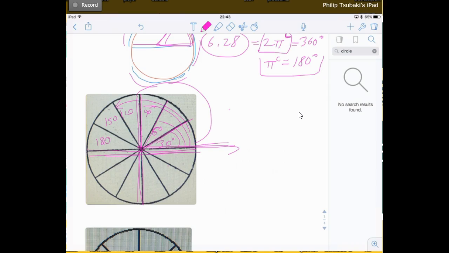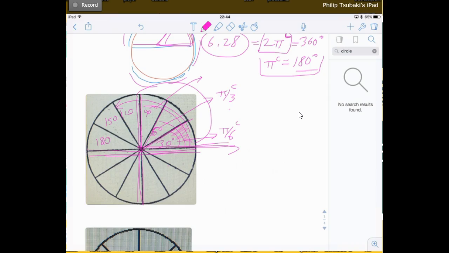Okay, so now let's think. How many radians would each one of these be? Well, 30 degrees happens to be 1/6 of half the circle. So it would also be 1/6 of 180 degrees, or 1/6 of pi. Actually, 30 degrees corresponds to pi over 6 radians. Okay? What about 60 degrees? 60 degrees would correspond to pi over 3 radians. What about 90 degrees?